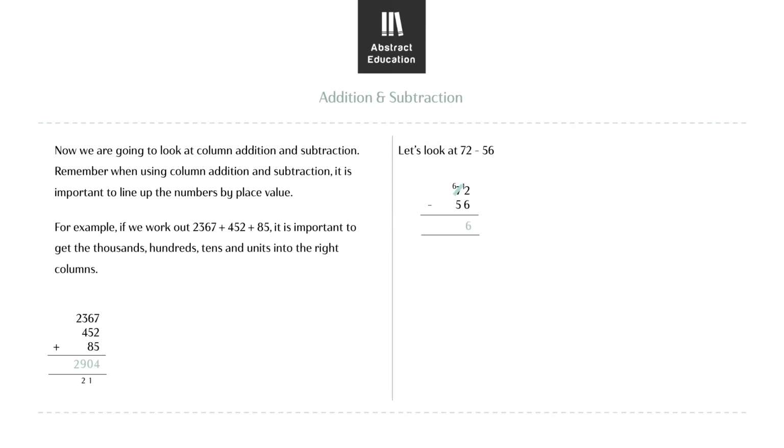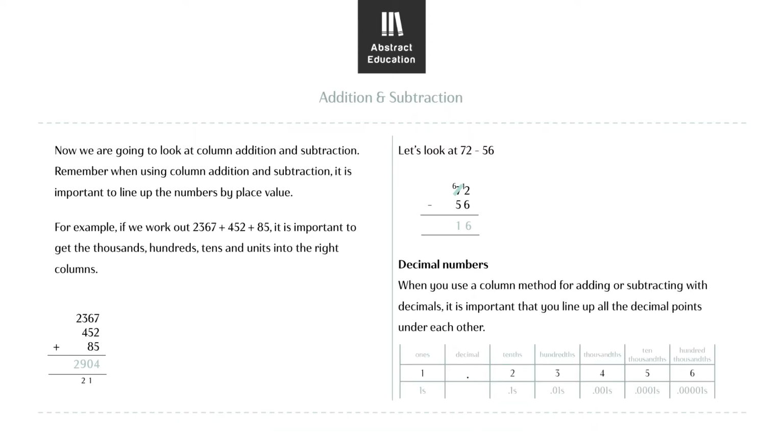This is written into the answer column. Next we deduct 5 from 6, which equals 1. Therefore our answer is 16. Now that we have covered adding and subtracting whole numbers, we will move on to decimals.